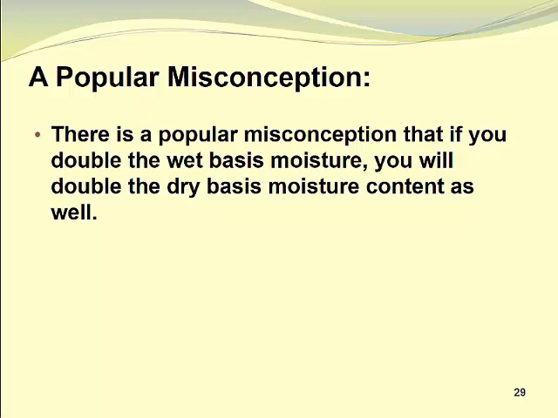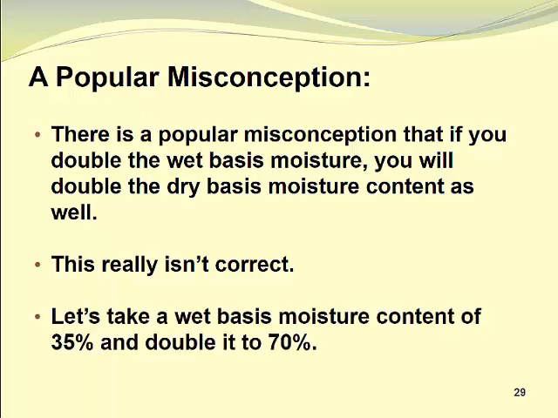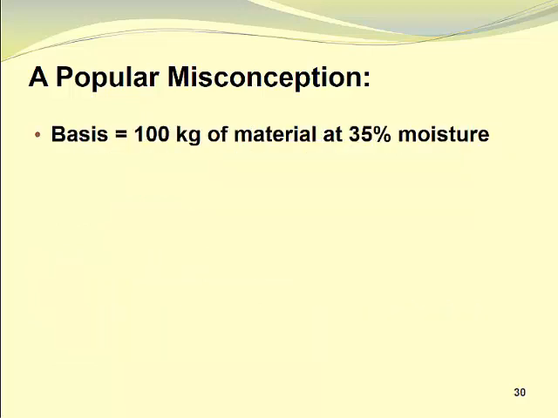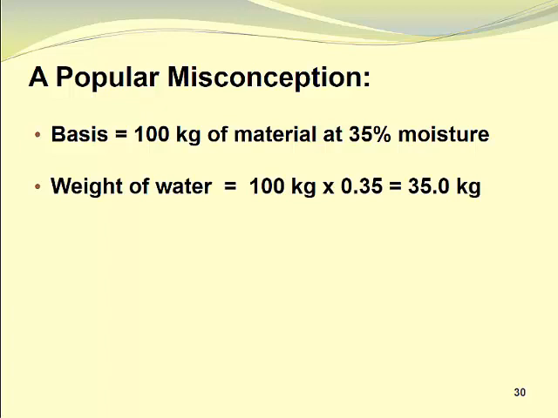There is a popular misconception that if you double the wet basis moisture, you will double the dry basis moisture content as well. This really isn't correct. So let's take a wet basis moisture content of 35% and then double it to 70%. We'll base this comparison on 100 kilograms of starting material with an initial moisture content of 35% on a wet basis. The weight of the water present will be 35 kilograms.